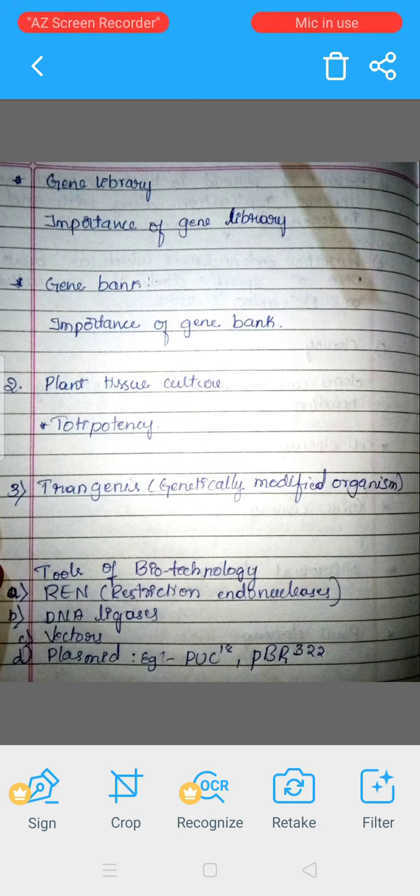A typical plasmid vector should have one or two detectable markers like antibiotic resistance site and ori site, that is origin of replication site, and a few unique sites. A unique site is a specific restriction endonuclease site. Examples for plasmids are pUC18 and pBR322.